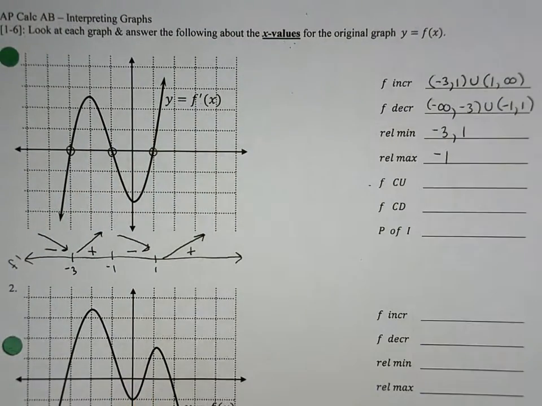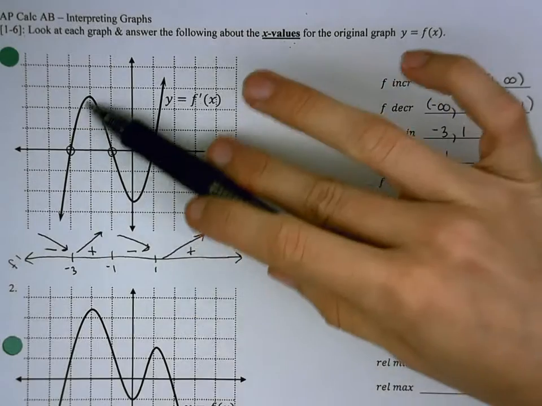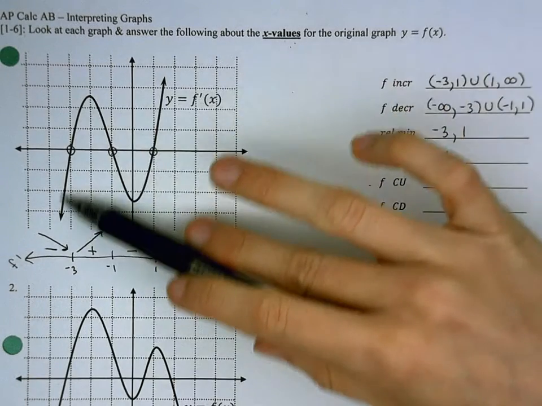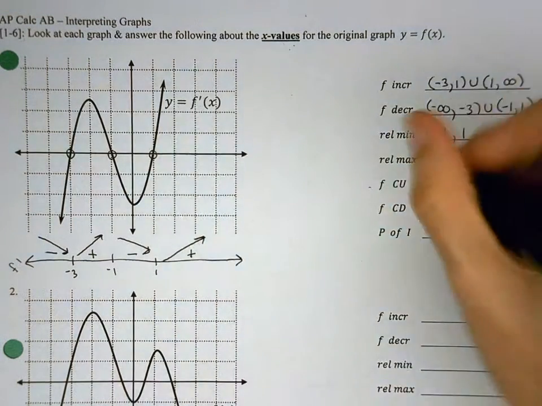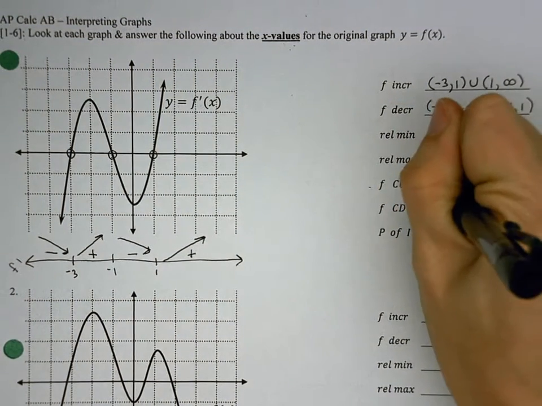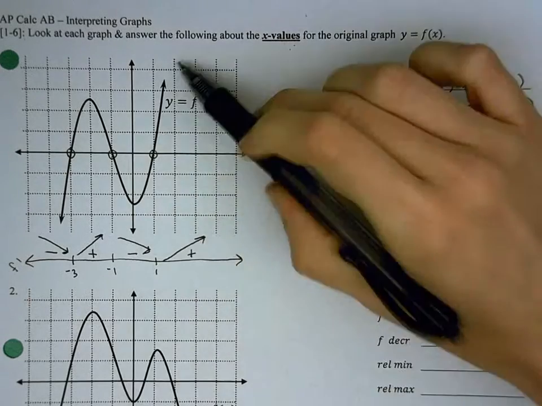Where is F prime increasing? Well, F prime is increasing on this whole section of this graph right here. Right? From -infinity up to -2. It's also increasing on this section from 0 to infinity.